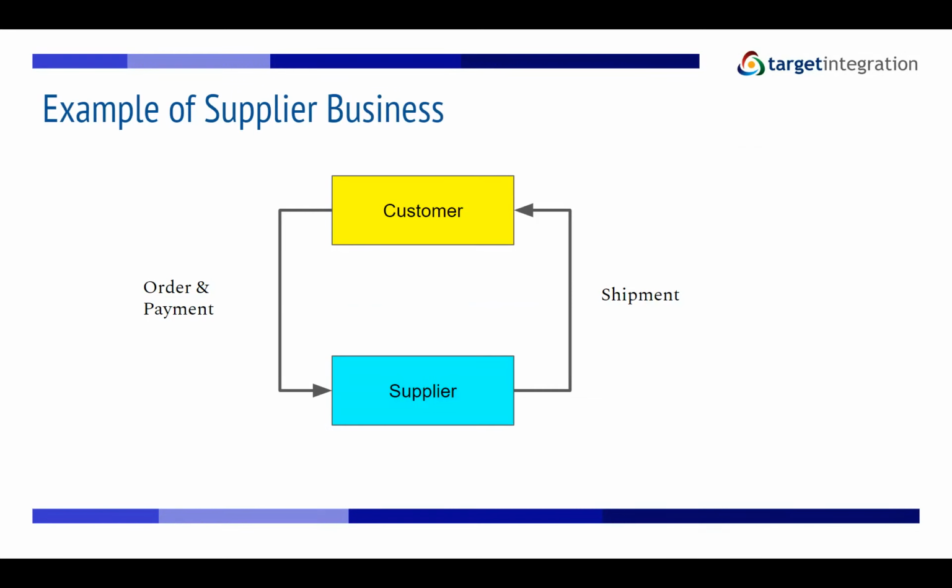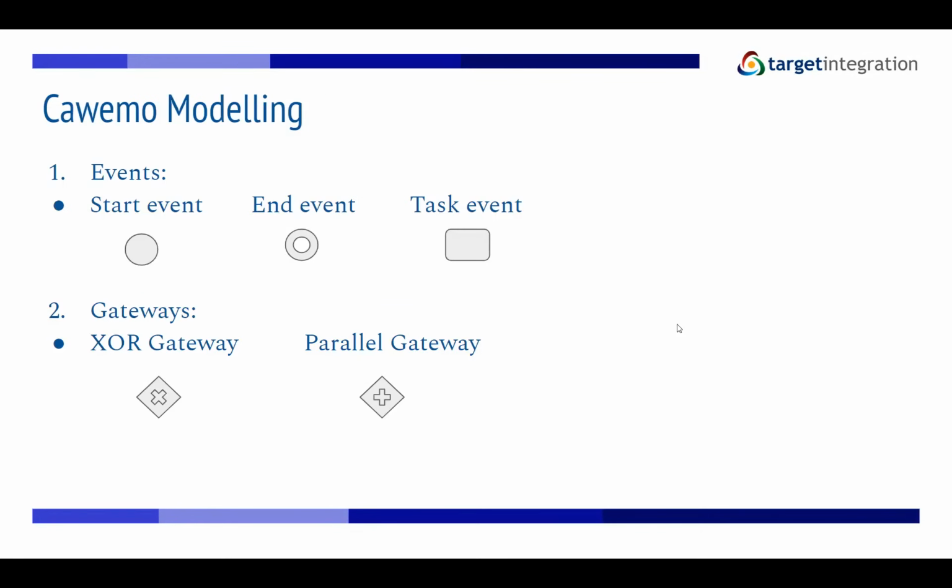Considering a basic example of the order management process of a supplier business, where a supplier takes the order and ships products to the customer and the payment is processed for the same. Before proceeding to see how this can be accomplished using Cawemo, let us have a look at the basic elements available in Cawemo that are required to create a BPMN diagram. Firstly, we have the events such as start, end, and task events. Every process starts with a start event and ends with an end event, and the tasks are the activities that need to be completed to accomplish an objective.